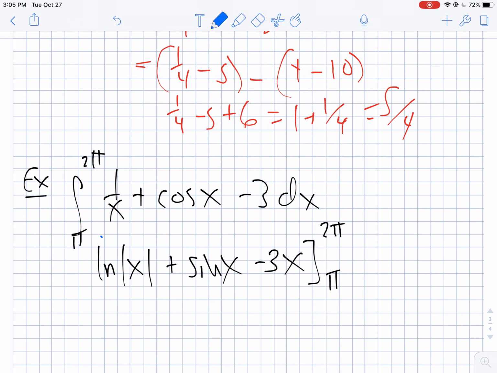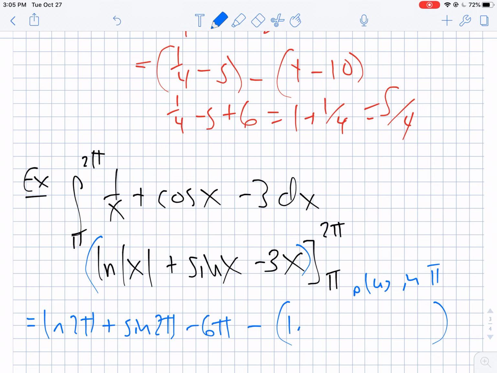So I'm going to plug the 2 pi into all three terms first. So I'm going to get ln of 2 pi plus sine of 2 pi minus 6 pi minus. And now I'll plug in the pi to each of the three. Okay, so I get ln of pi plus the sine of pi minus 3 pi.